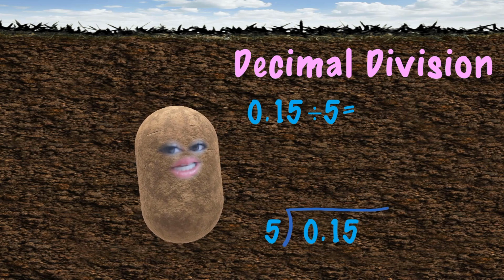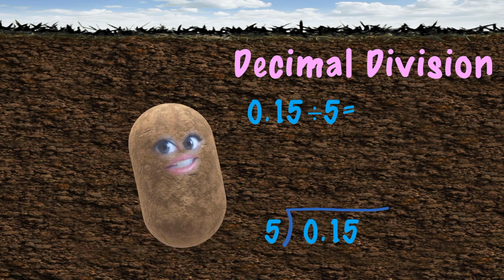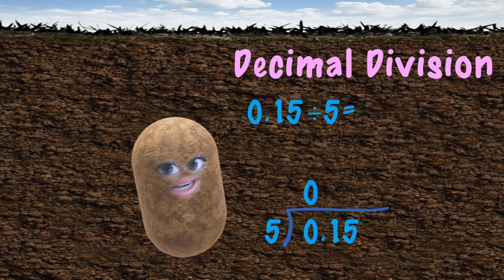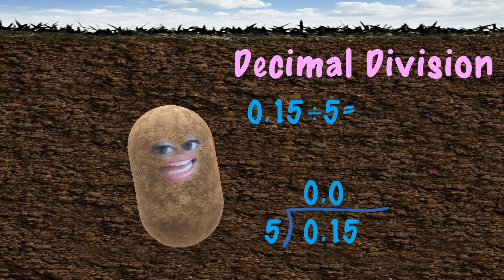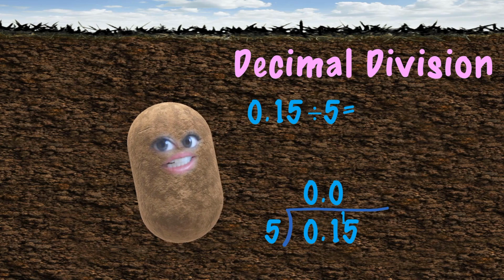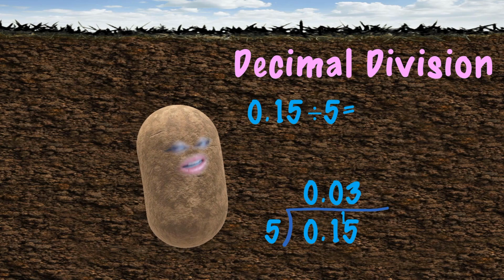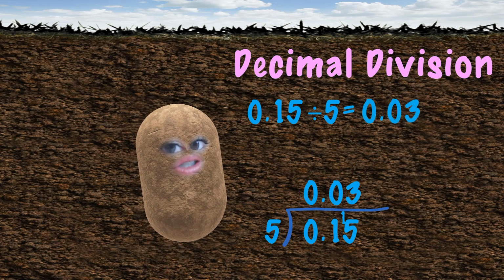Let's do one more. 0.15 divided by 5. So 5 into 0 is 0. 5 into 1 doesn't fit. Still 0, and don't forget the decimal point. And then we have that 1 left over. So now we have 5 into 15 is 3. And 3 times 5 is 15. So there's no remainder. So our answer is 0.03.